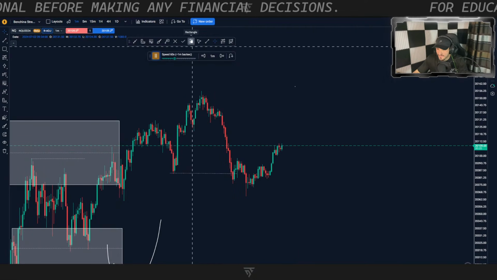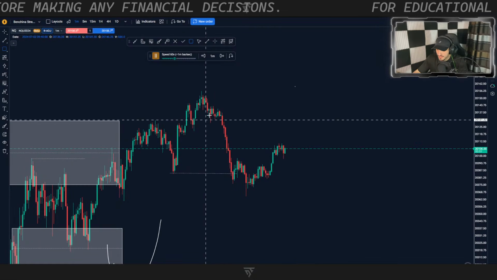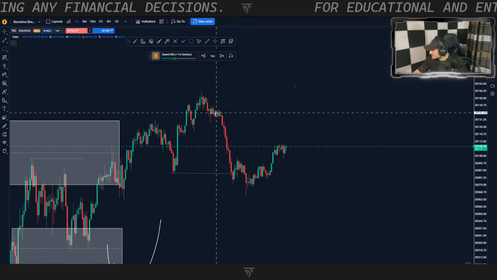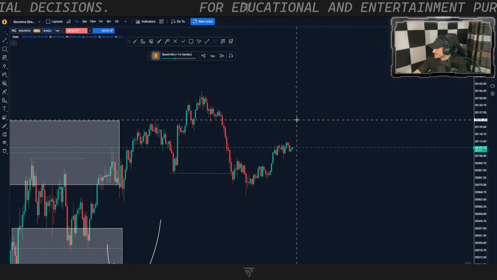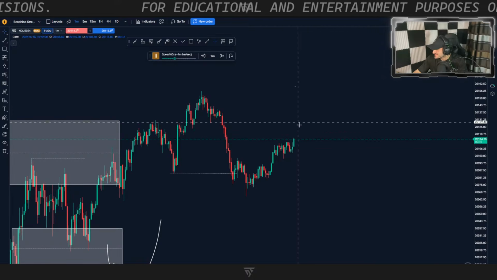But yeah, okay, perfect. Swings within swings. Exactly, it's exactly what it is. Swings within swings.